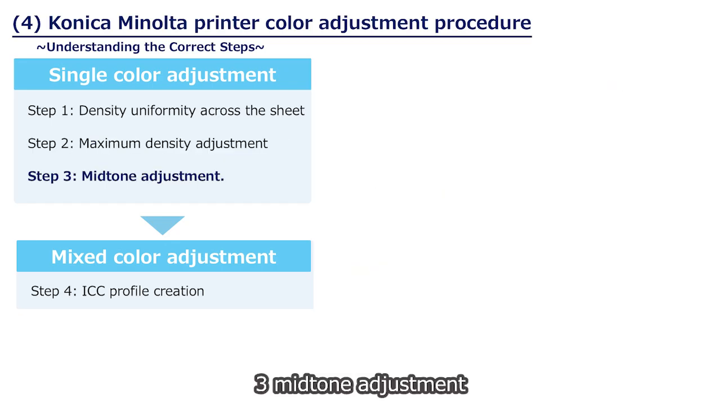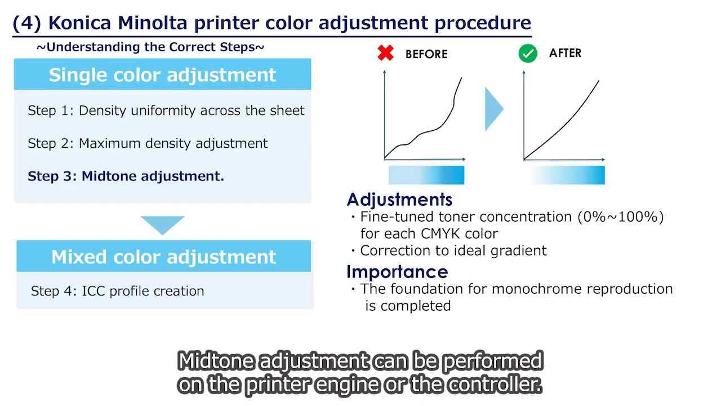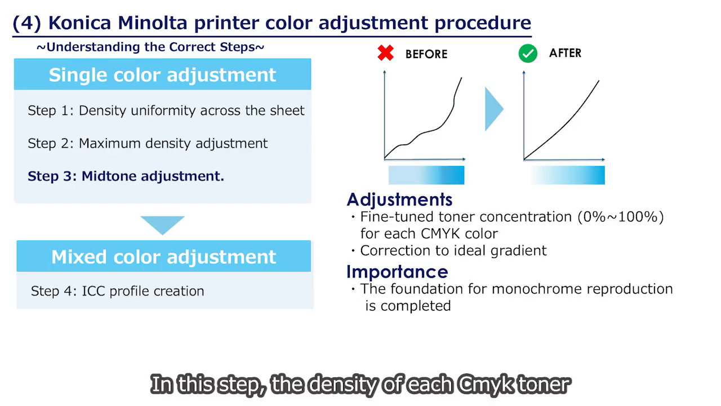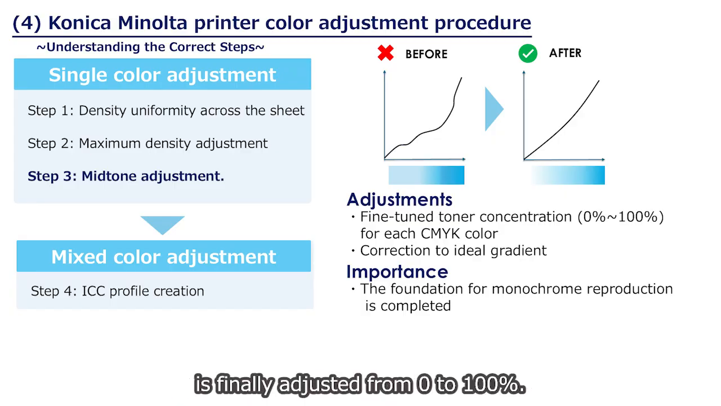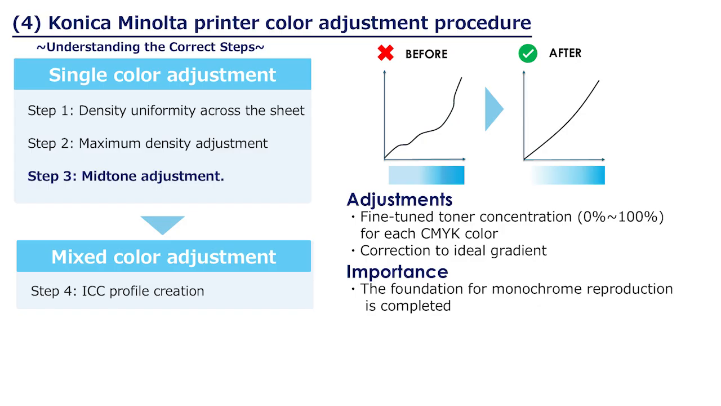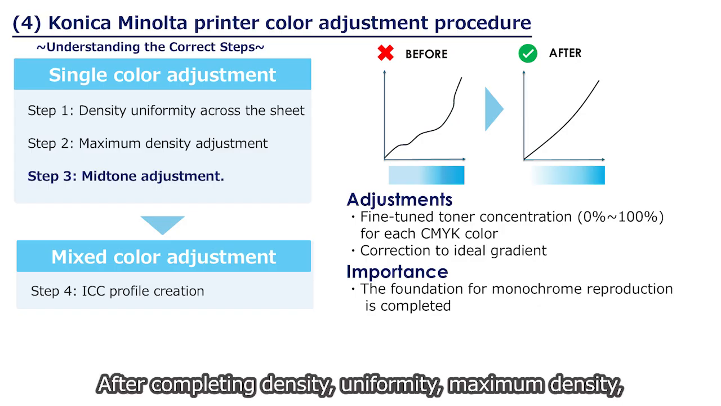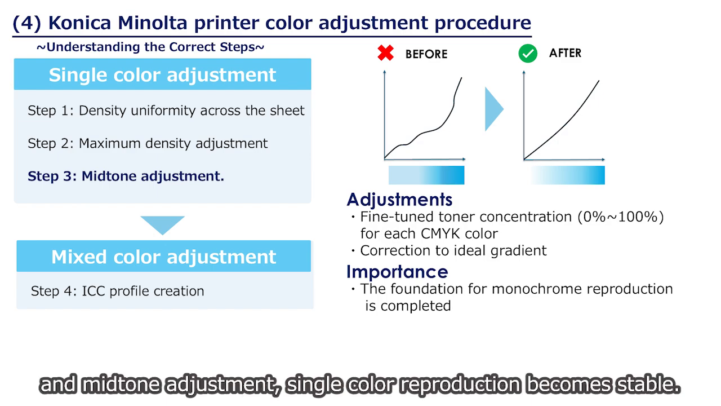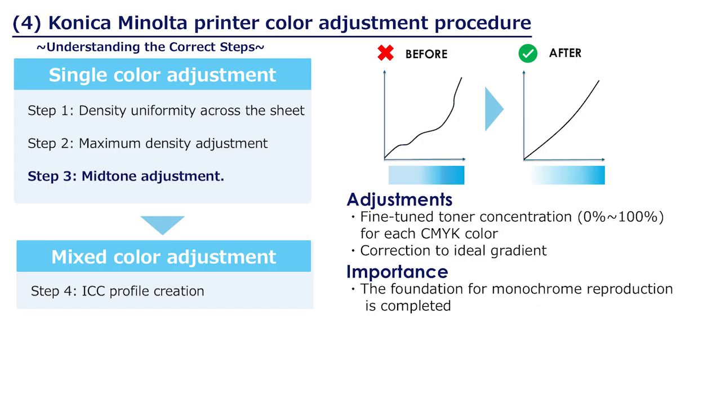3. Mid-tone adjustment. Mid-tone adjustment can be performed on the printer engine or the controller. In this step, the density of each CMYK toner is finely adjusted from 0 to 100%. This ensures smooth and accurate tonal gradation. After completing density uniformity, maximum density, and mid-tone adjustment, single color reproduction becomes stable.